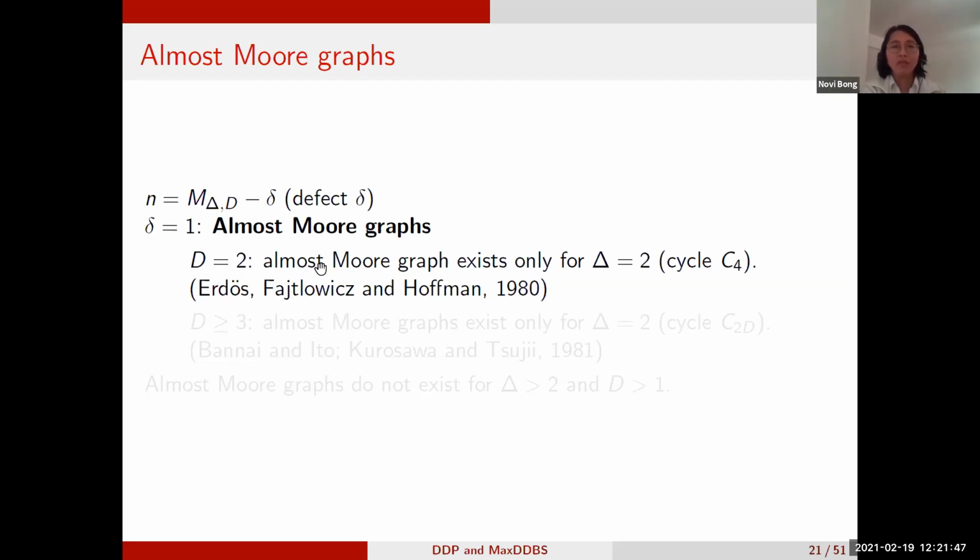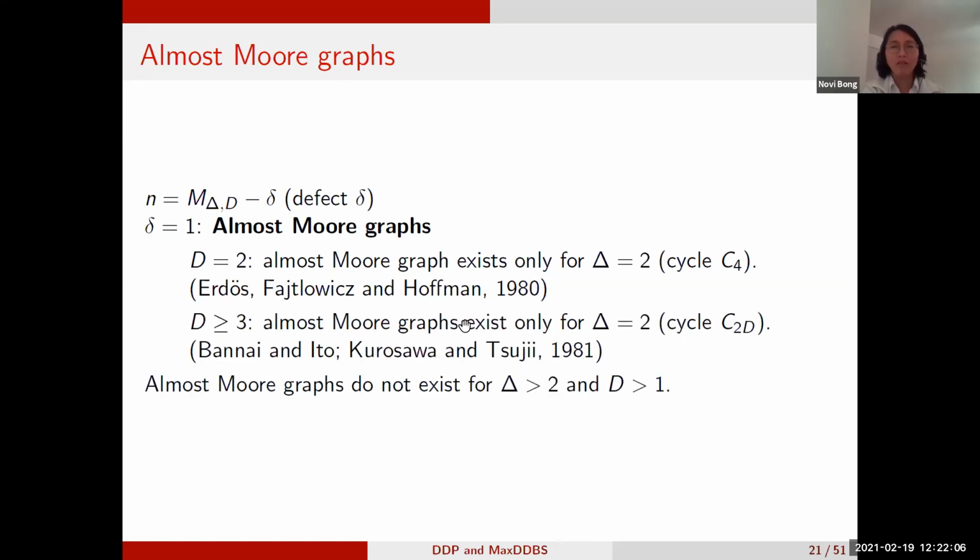When the diameter is 2, an almost Moore graph exists only for delta equals 2, and the graph is the C4. This is the result of Erdős, Vajtlovic, and Hoffman. Then when the diameter is greater than or equal to 3, an almost Moore graph exists only for delta equals 2, and the graph is the even cycle. This is the result of Bannai and Ito, Kurosawa, and Tsuji in 1981. They also proved that almost Moore graphs do not exist for delta greater than 2 and diameter greater than 1.